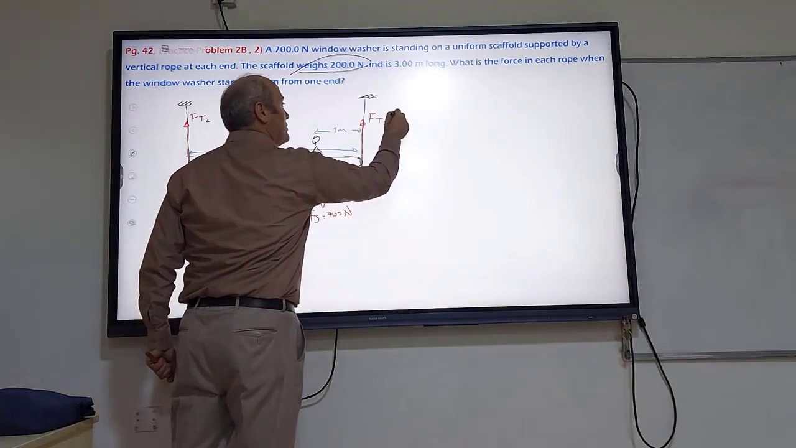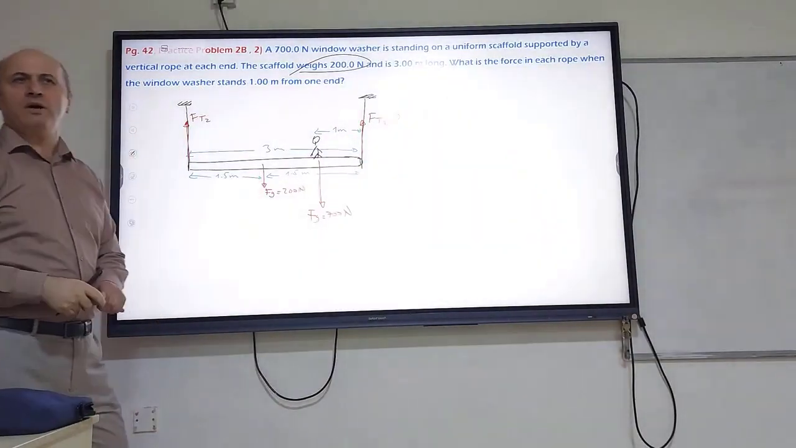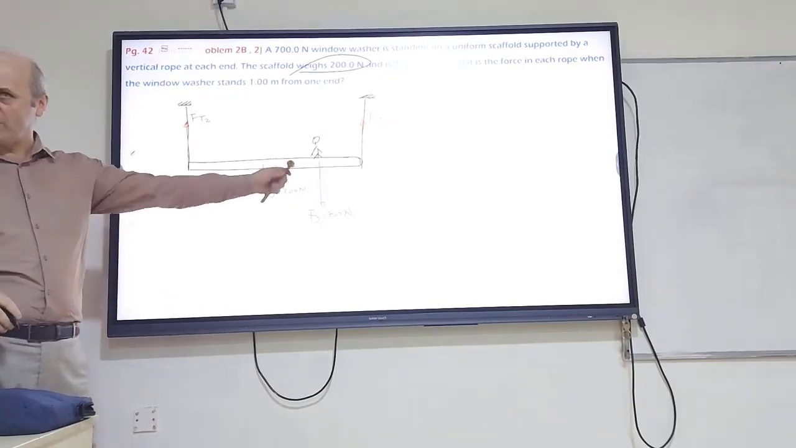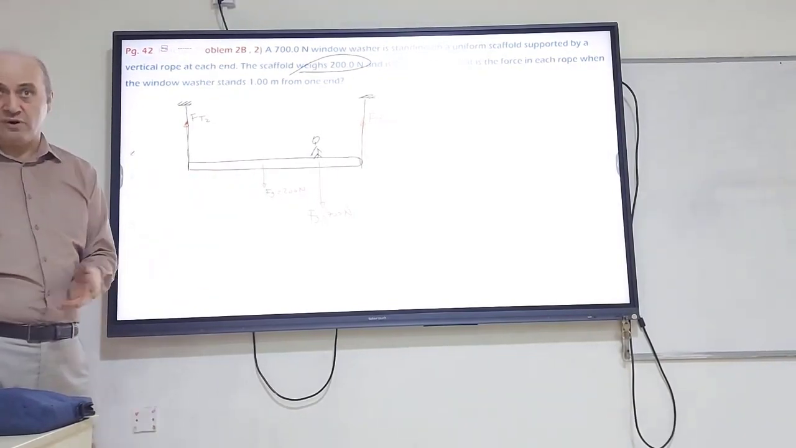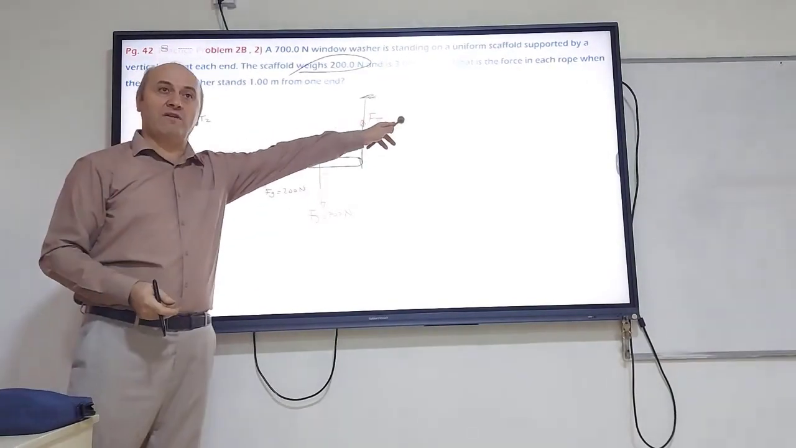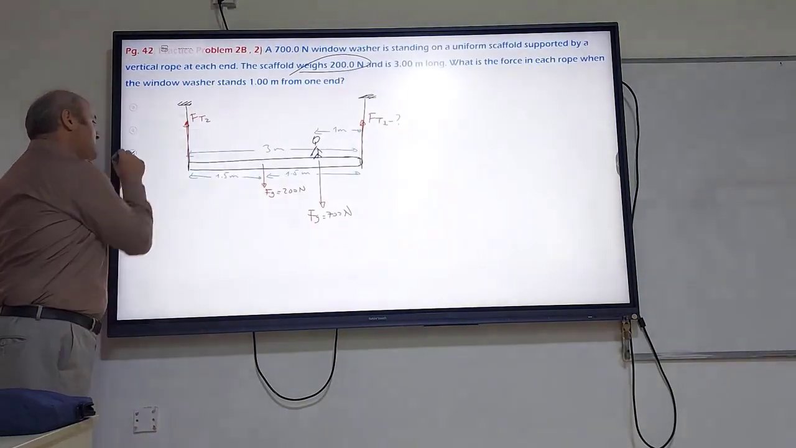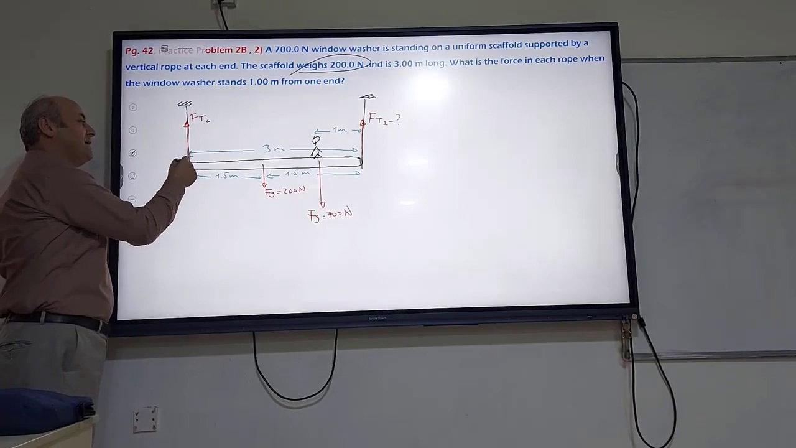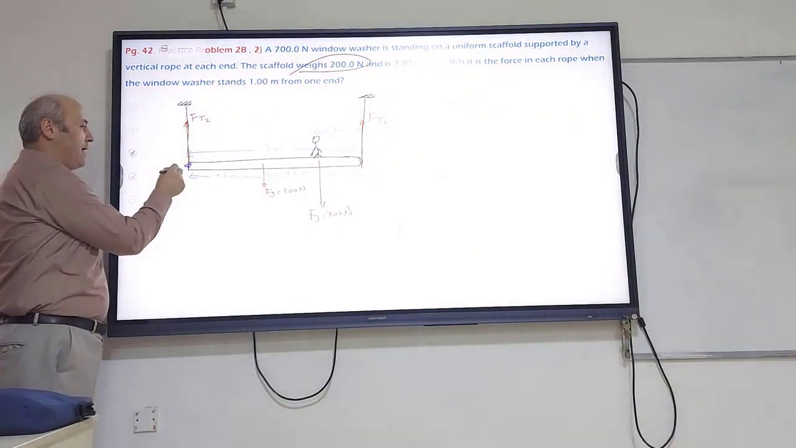Find Ft1 and Ft2. Which one are you going to start with? It's up to you. Because I'm a right-handed person, I always start from the right. There's no specific reason for this. So I will first calculate Ft1. If I want to calculate Ft1, I have to choose the location of the other unknown force as the axis of rotation. Axis.